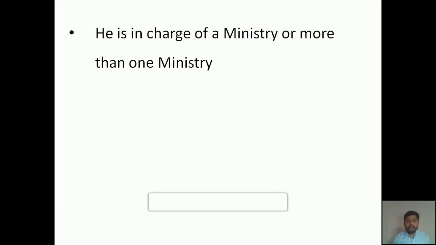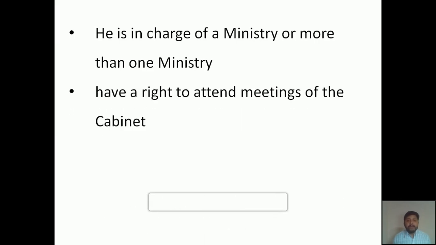So a cabinet minister will be in charge of a ministry or more than one ministry. It doesn't mean that a cabinet minister will have only one ministry. No, it can be one or more than one. It is according to the choice of the Prime Minister. The Prime Minister is the person who decides it.